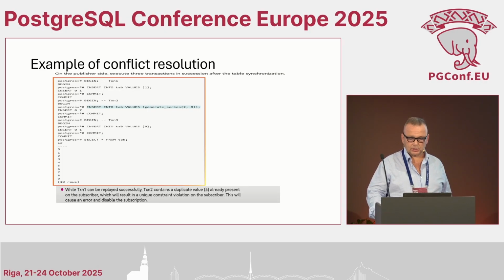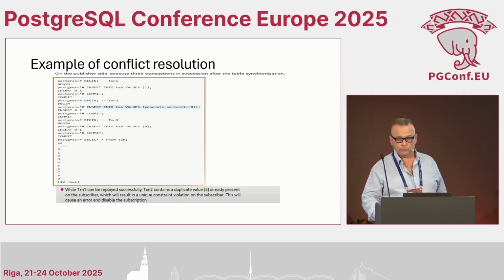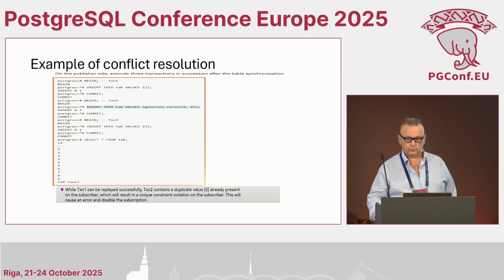Here we can see transaction 1 just inserts the value 1. Then transaction 2 is inserting values 2 to 8. And then transaction 3 inserts the value 9. And we see the table on the publisher shows 10 rows having performed those 3 transactions.